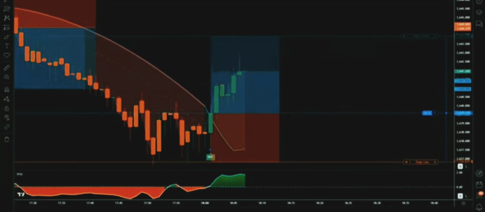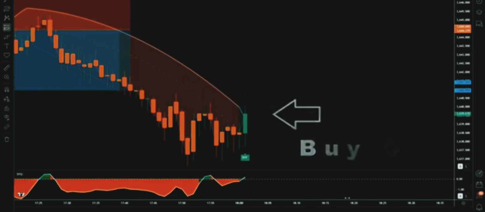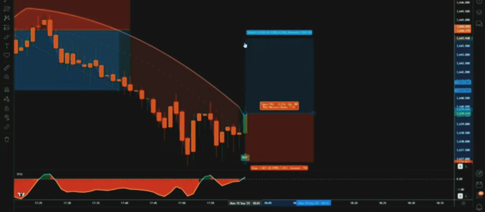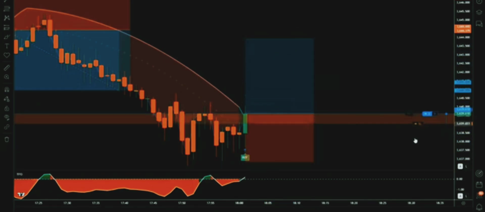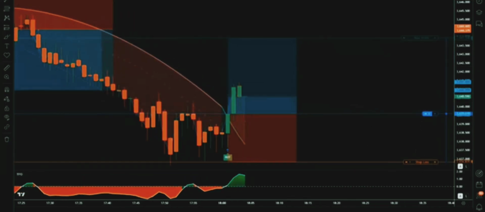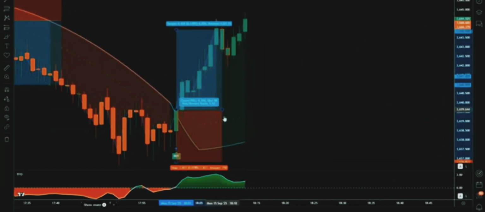Let's see what happens to our trade. The market has completely hit the target. Our stop loss is the previous low of the market. And the risk to reward ratio will be 1:1.5. Let's see what happens to our trade. The market has completely hit the target. Let's find the next trade.